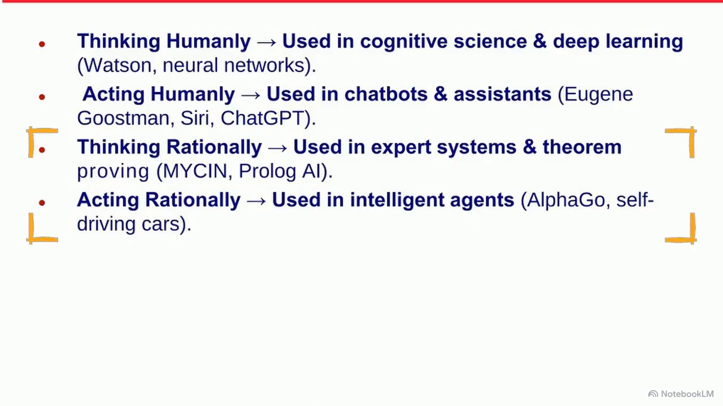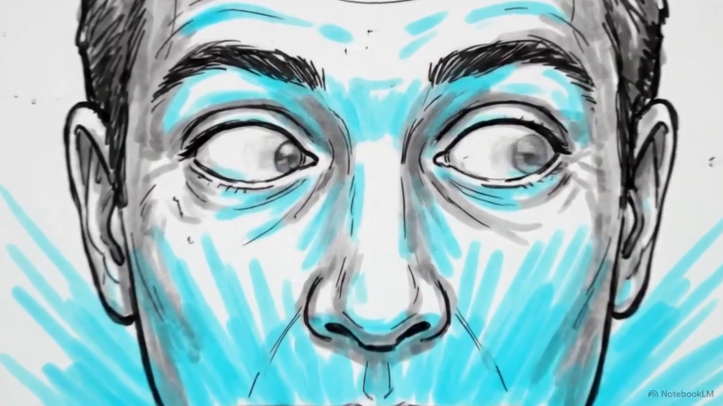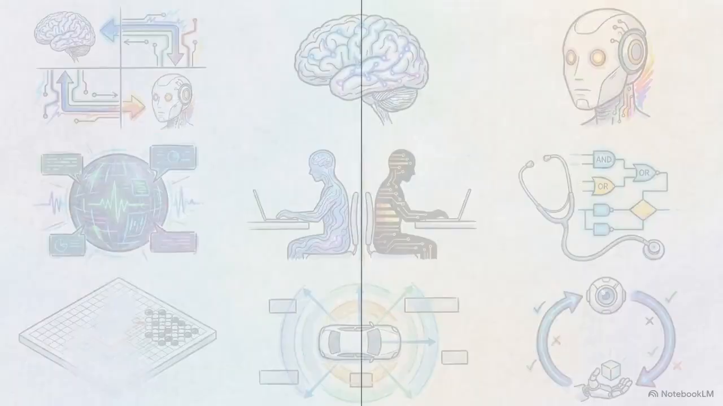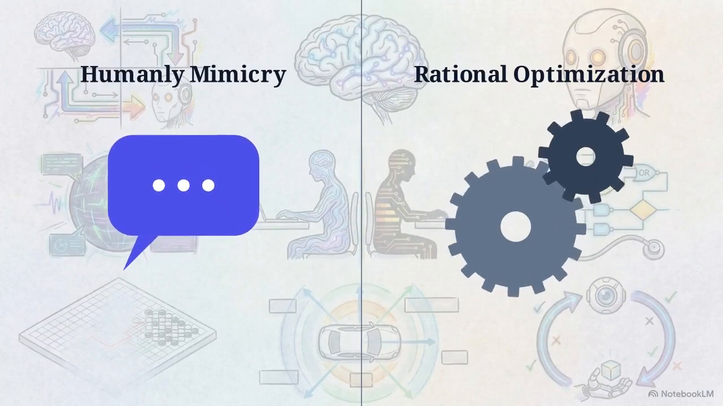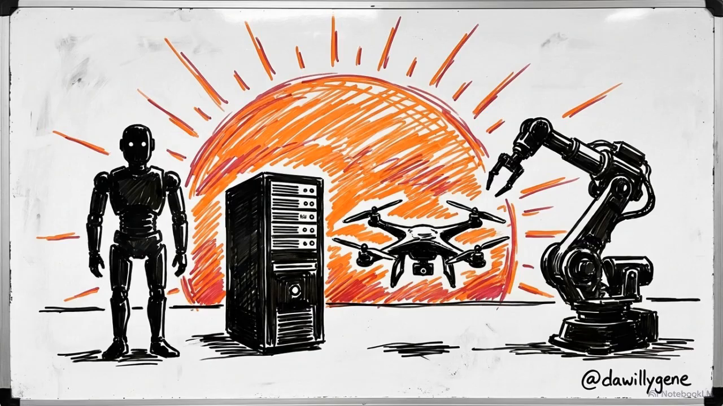So the next time you interact with an AI tool, ask yourself where it belongs on this grid. Is it trying to talk to you like a person, or is it trying to quietly execute an optimal task? Ultimately, artificial intelligence represents the engineering of distinct logical tools, each designed to conquer an entirely different definition of success.